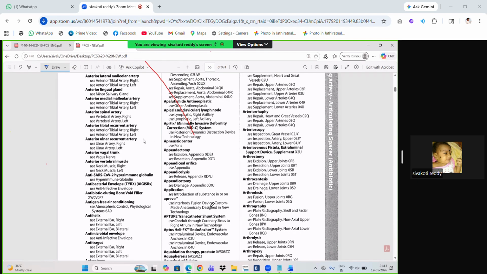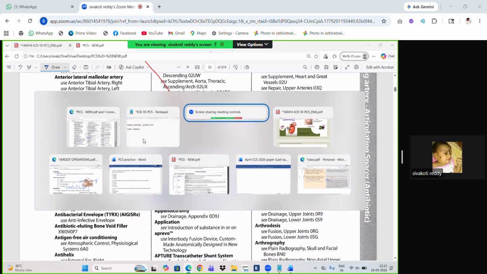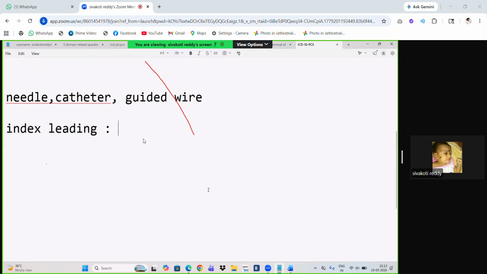I found the code here. Did they give it directly or not? What did they mention under appendectomy? See excision appendix. See resection appendix. Correct? Yes, sir. So we don't get the procedure directly in the index. First we need to identify the root operation of the procedure. In the operative note, for every procedure, we need to identify a root operation.